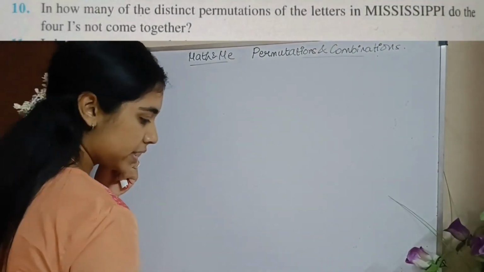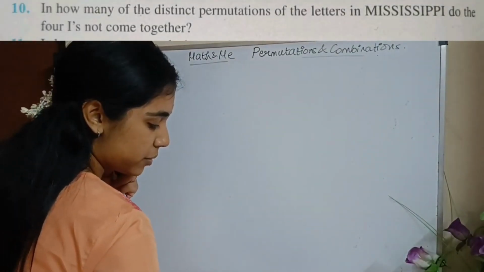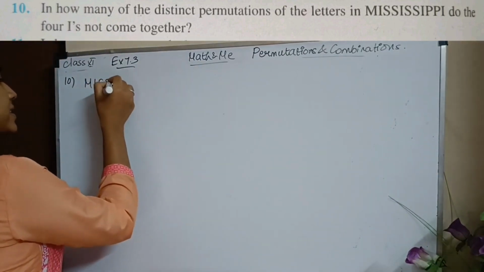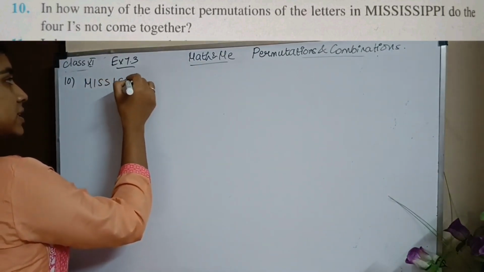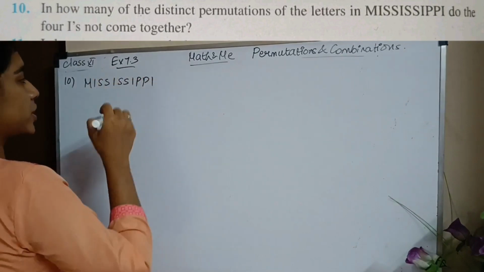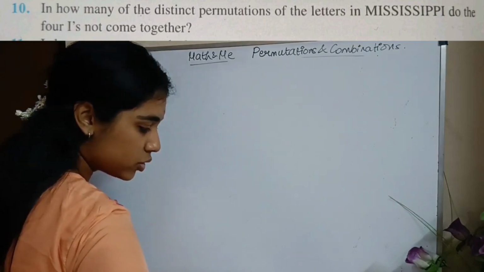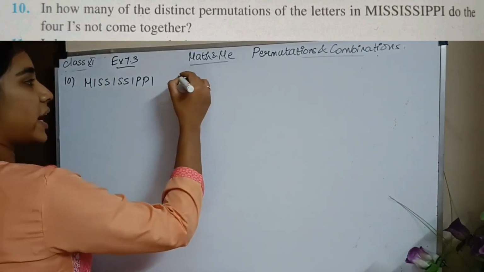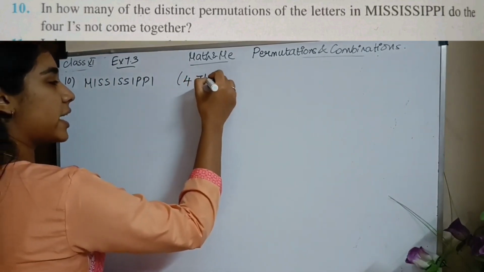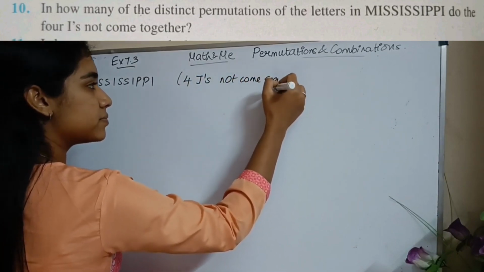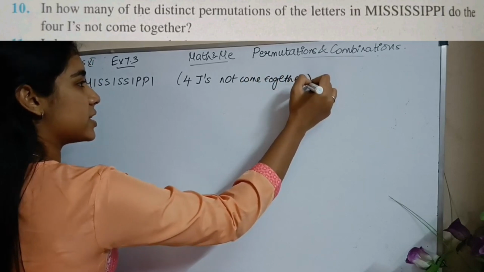Question number 10. In how many distinct permutations of the letters of Mississippi do the 4 I's not come together? M-I-S-S-I-S-S-I-P-P-I, Mississippi. I have 4 I's, 4 S's and 2 P's. The 4 I's should not come together. So this is the question.